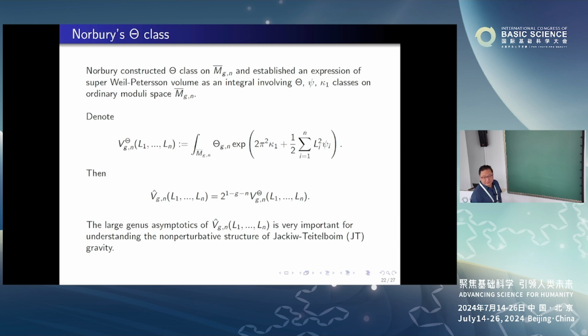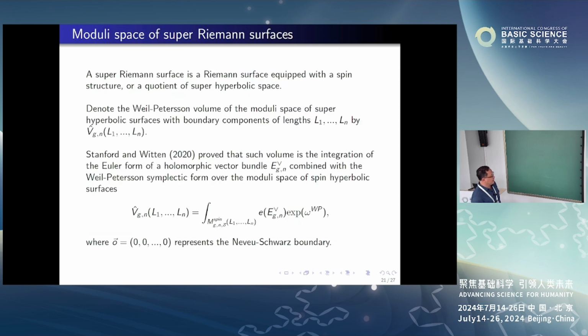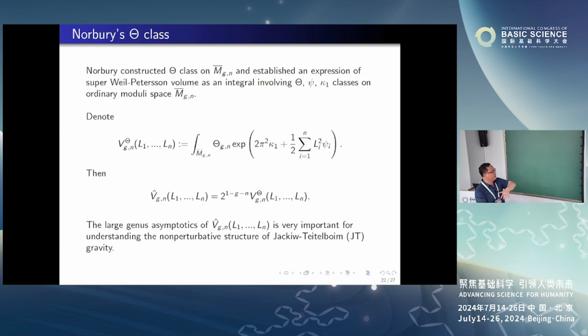The class, as I mentioned, is this Euler class pushed forward to the ordinary moduli space. This is a finite cover of the space downstairs. We push it forward, so it is the same degree class. What he did is show that this class satisfies a certain kind of recursive property, and this is the class.